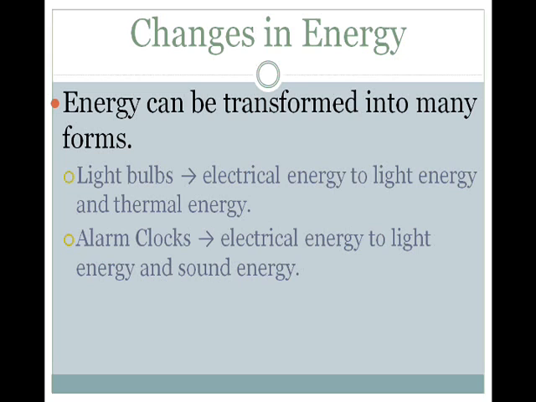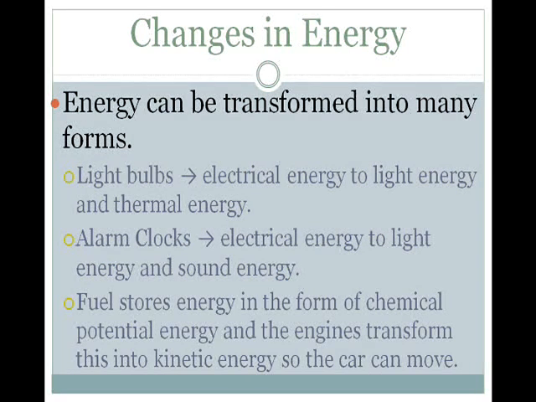What about an alarm clock? Alarm clock starts with electrical energy coming from the outlet, and it turns into light and sound energy, right? Because you can hear the alarm going off, and the time is reflected by light. Now, fuel that you have in your car stores energy in the form of chemical energy, and the engine transforms that chemical energy into kinetic energy so the car can move. So you have to be familiar and be able to take an appliance or a machine and tell what type of energy is transformed and how that works.